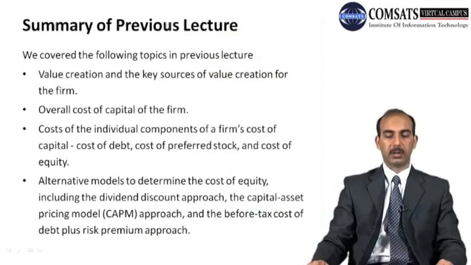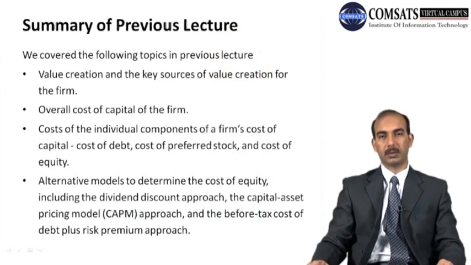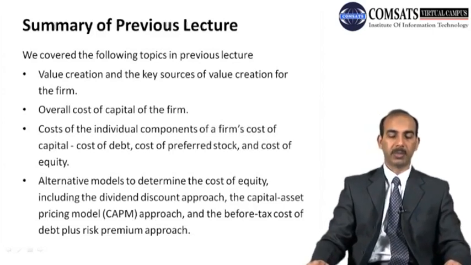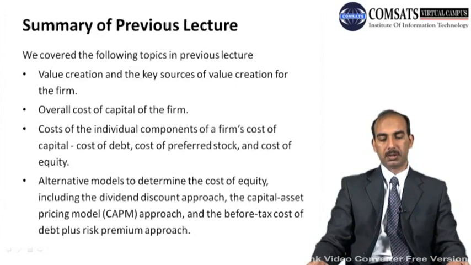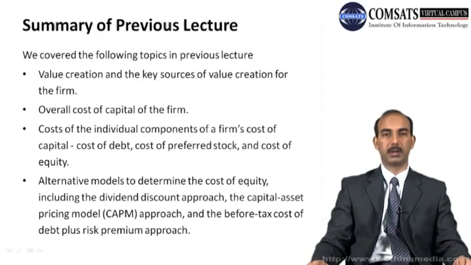Let's have a look into the summary of our previous lecture. We covered the following topics: value creation and key sources of value creation for the firm, and the overall cost of capital of the firm, where we calculate the cost related to different portions of the financing, that is debt, equity, and the cost of the individual components of the firm's cost of capital, that is cost of debt, cost of preferred stock, and cost of equity or the common stock, and the alternate models to determine the cost of equity, including the dividend discount approach, the capital asset pricing model approach, and the before tax cost of debt plus risk premium approach.